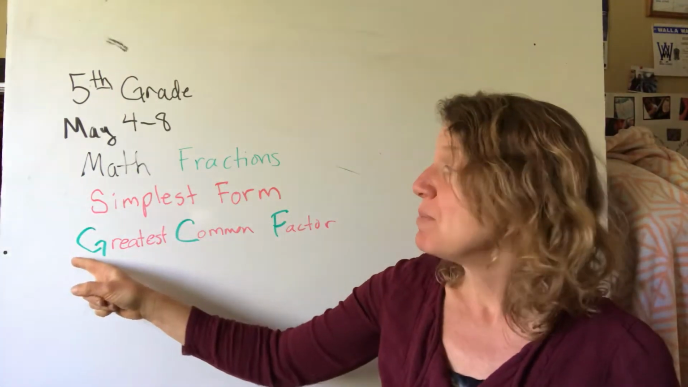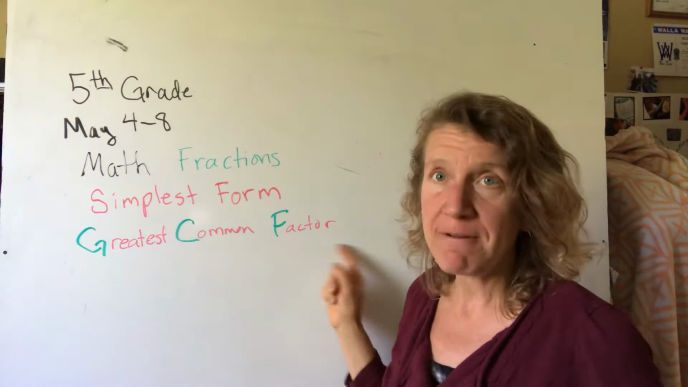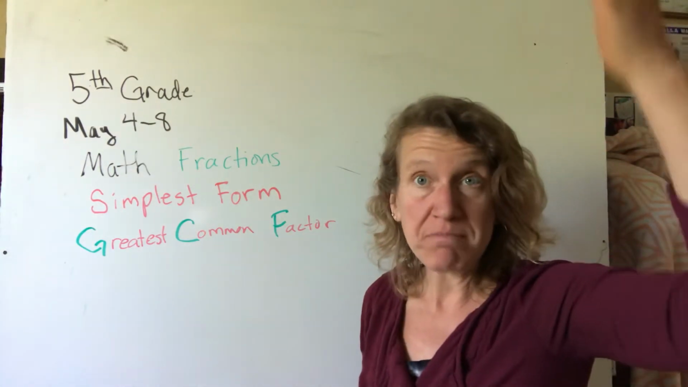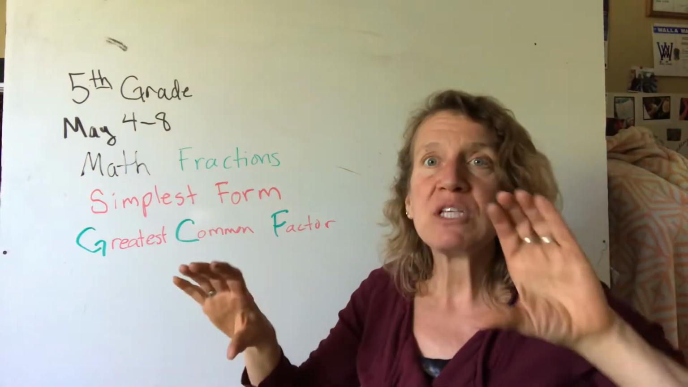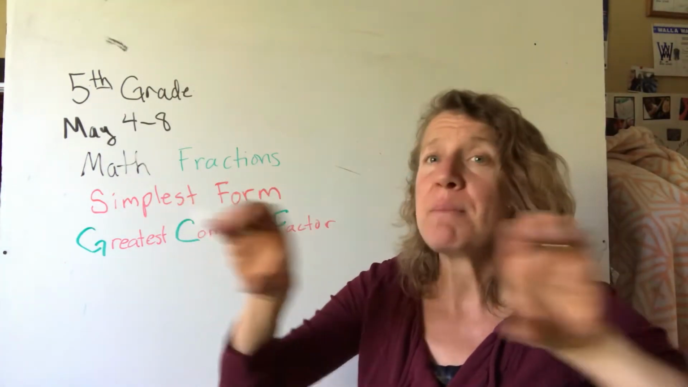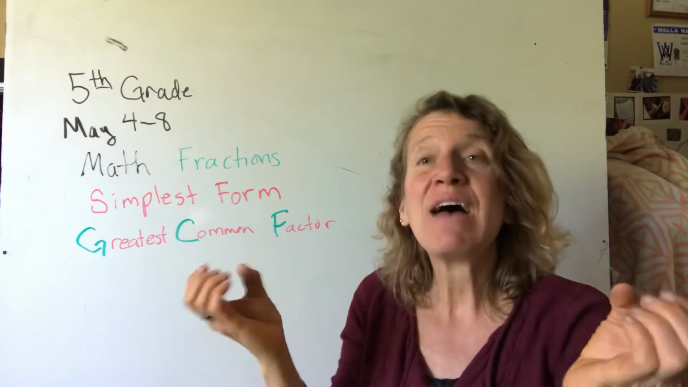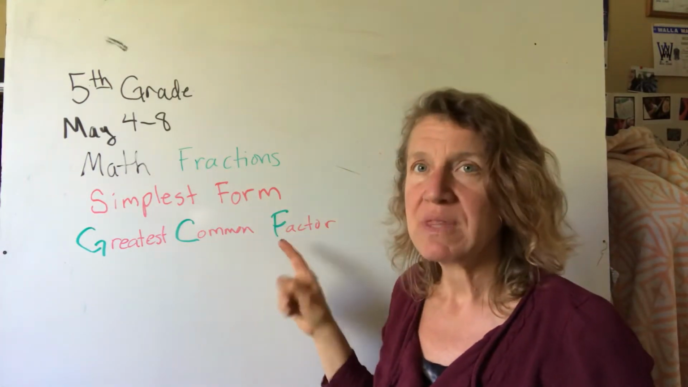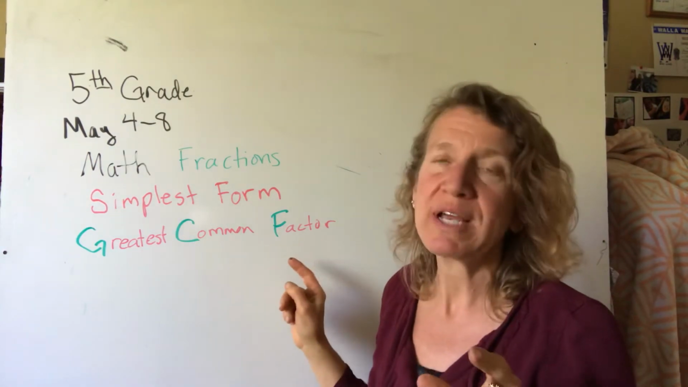And we need to be able to find the greatest common factor. Greatest, I think you know what that means. That means the biggest one. Common, that means one that both the numerator and the denominator have alike. They have in common. Factor. This is the word that I think needs a little bit more explanation.